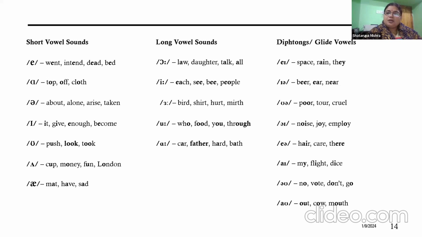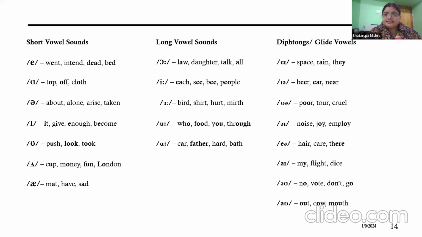Then we have long vowel sounds. Look at the vowel sound in these words: law, daughter, talk, all. So my lips are further rounded. More rounded than when I say top or cloth. Right? Now my lips are more rounded. Law, daughter, talk, all. Okay, so that symbol represents the first long vowel that I'm talking about.